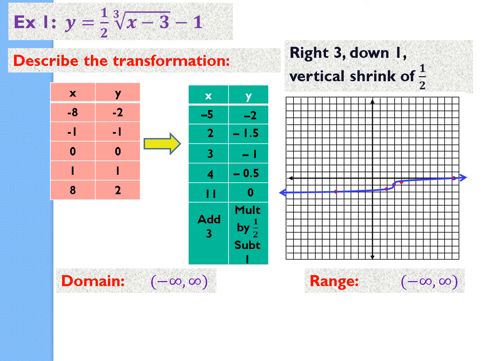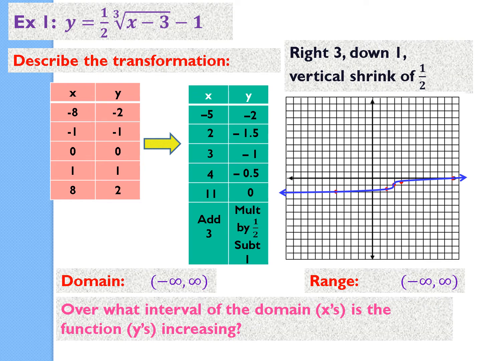Now, the next question is asking, over what interval of the domain is the function increasing? Well, because we read our graphs left to right, this graph is consistently or constantly increasing. So it's increasing over the entire domain. So our answer to that would be negative infinity to positive infinity. It's increasing over the entire domain.